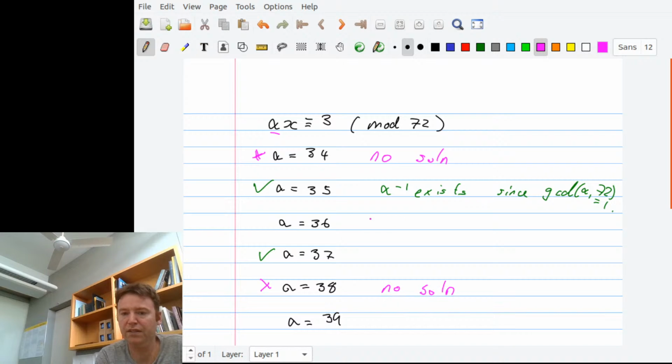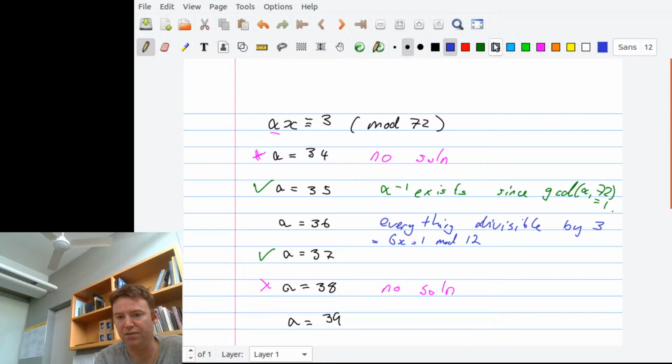Now these ones have multiple solutions because they're both multiples of 3, and everything is divisible by 3. So this one would reduce to, what would that be? 6x equals 1 mod 12. So that's got no solutions. So there's another no solutions for us. Boom, boom, boom. Because you can't solve that.